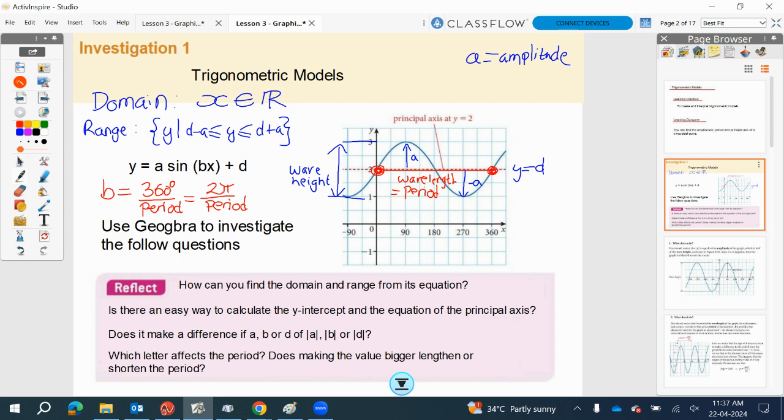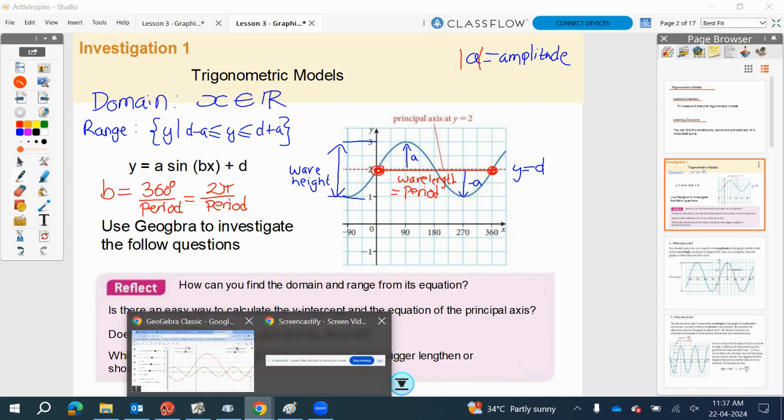So the amplitude is given by A. The amplitude is still absolute A. So the amplitude is the absolute value of A. The wave height is 2 times the absolute value of A. The period.